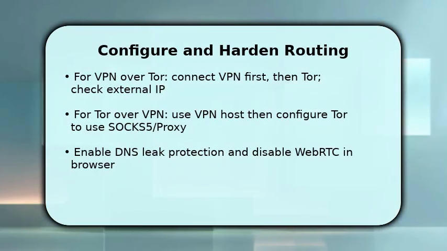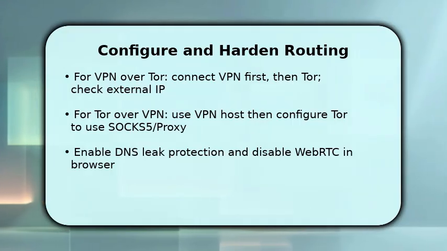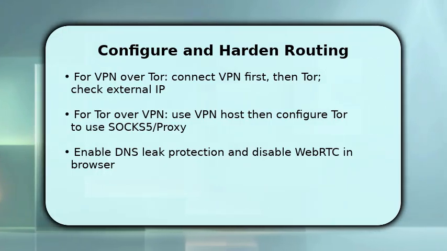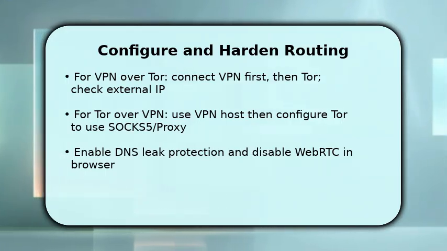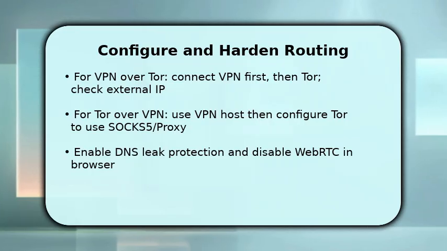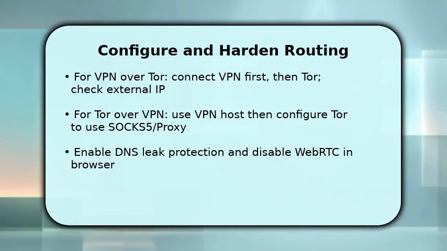Now you configure routing and harden your setup. If you chose VPN over Tor, confirm the VPN is active before opening Tor and verify the exit IP via a trusted check. This hides Tor use from your ISP. If you opted for Tor over VPN, set your VPN, then point Tor or your apps to the VPN's SOCKS5 or proxy endpoint so Tor traffic enters the tunnel.